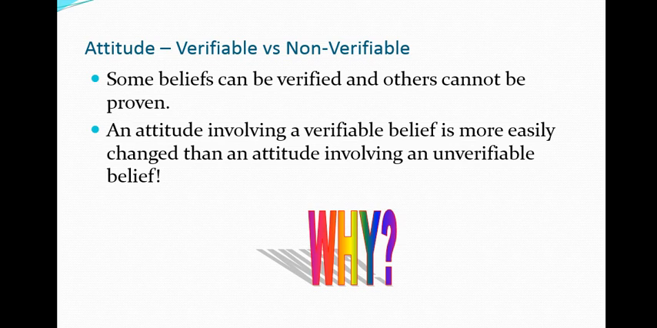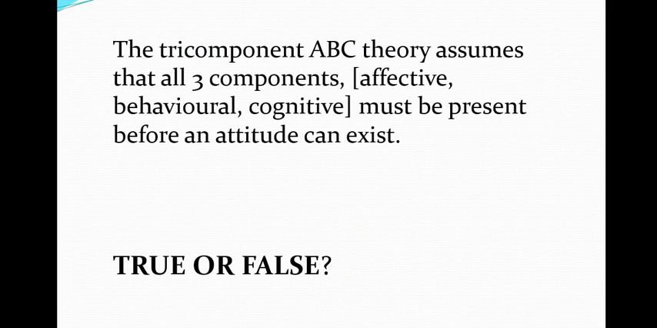Why? Should be the opposite, shouldn't it be? An attitude involving a verifiable belief changes more easily. So you can verify something, but still you can change attitude. And when something is unverifiable, like the aliens, people are not changing attitude. Why? Ring a bell? Justification? Cognitive dissonance? Okay.